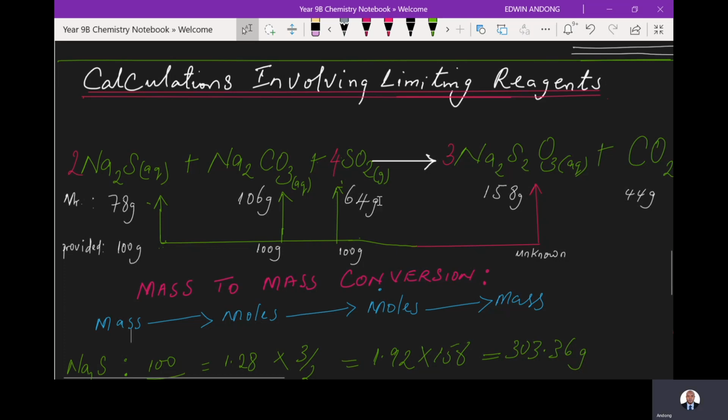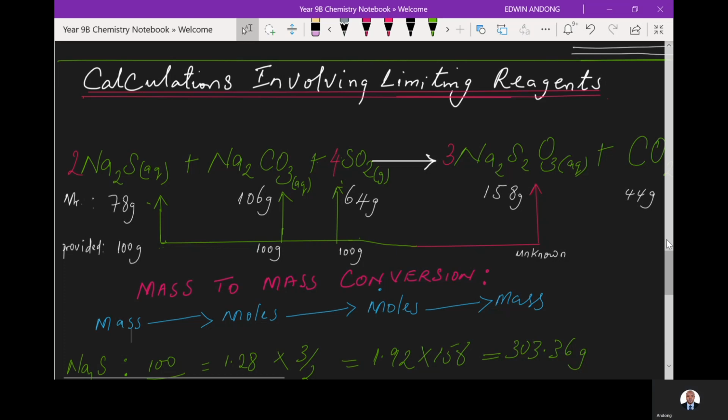From here, we can now calculate the amount of sodium thiosulfate that will be formed. Why do we calculate it from here? It is a limiting reagent, and being a limiting reagent, it will be used up first in the reaction, and it is the one that determines the product.